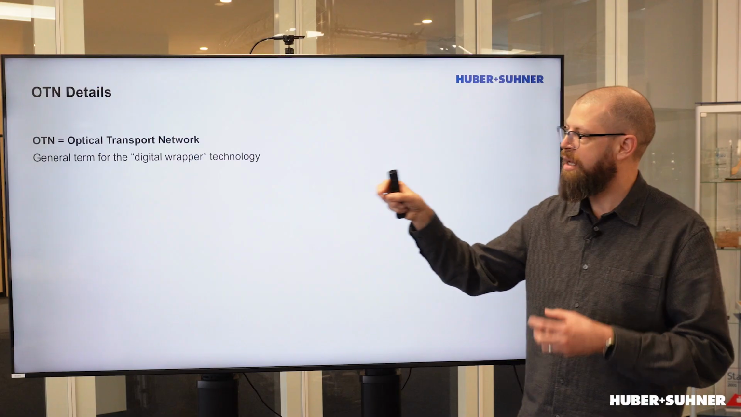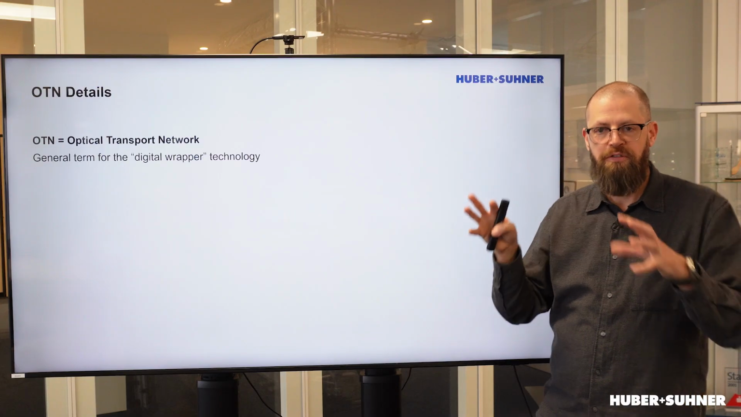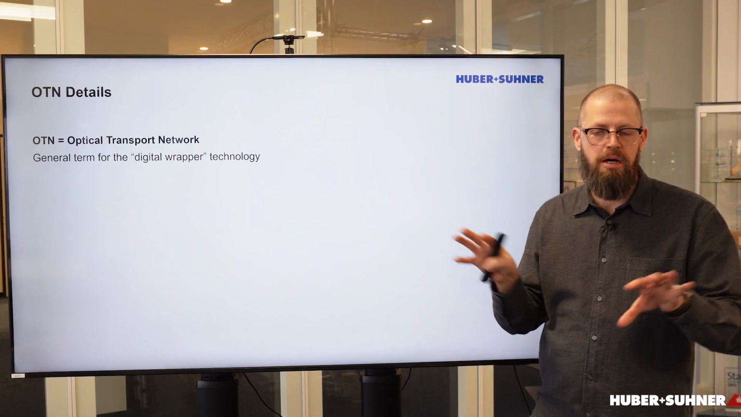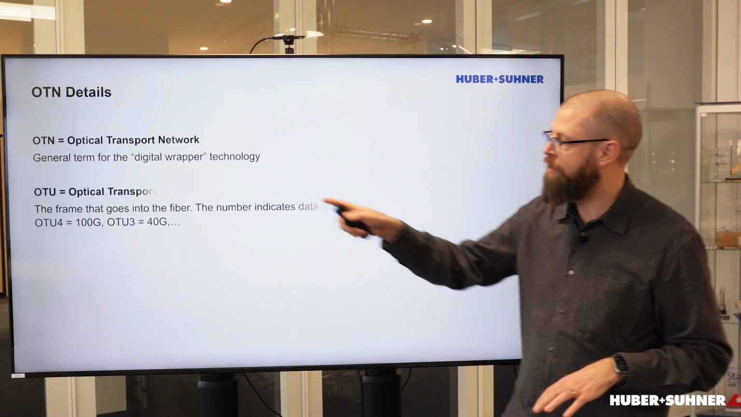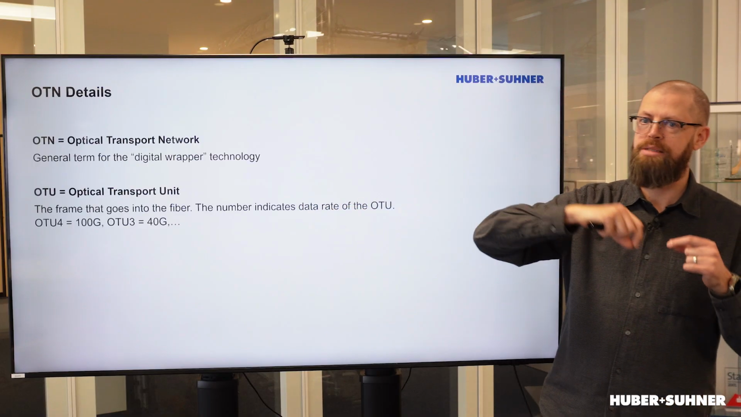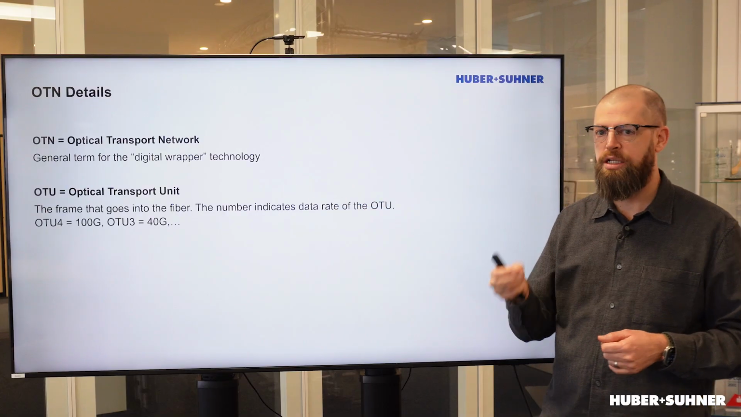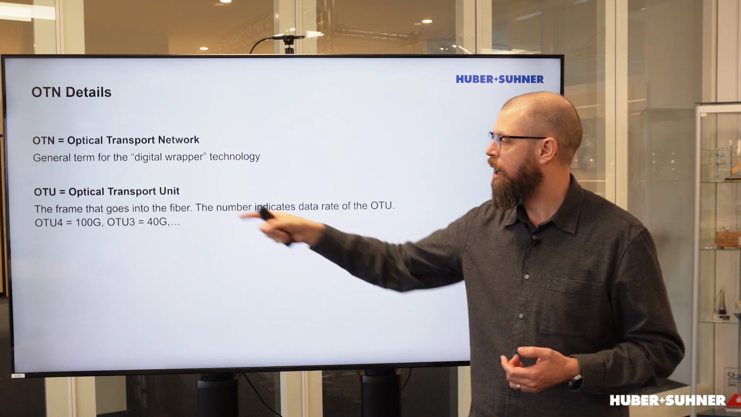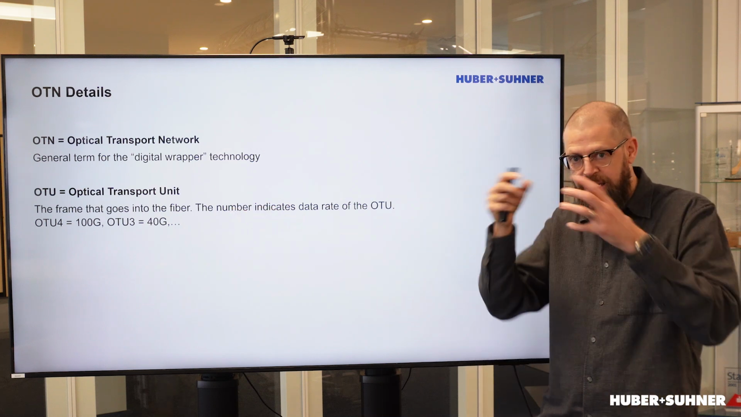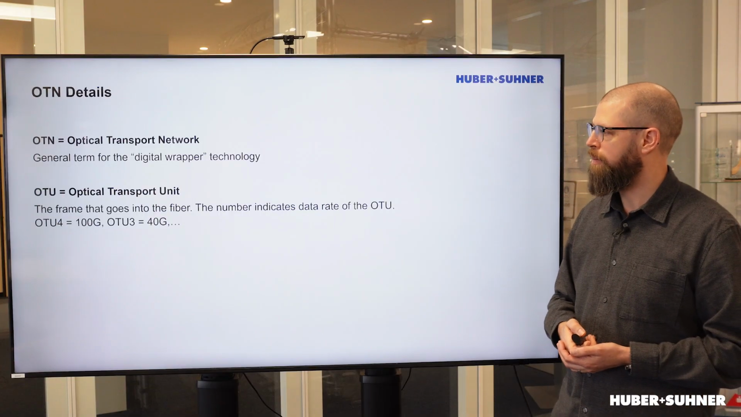Now, there is also a big difference between OTN and OTU, which I just want to embroider upon. OTN, Optical Transport Network, is the umbrella term for this wrapping technology, but it doesn't say anything about the data rate. That is where the OTU, the Optical Transport Unit, comes into play, and that is always combined with a number. So OTU4 is 100 gigabit, OTU3 is 40 gigabit, and that specifies the size of the digital wrapper.